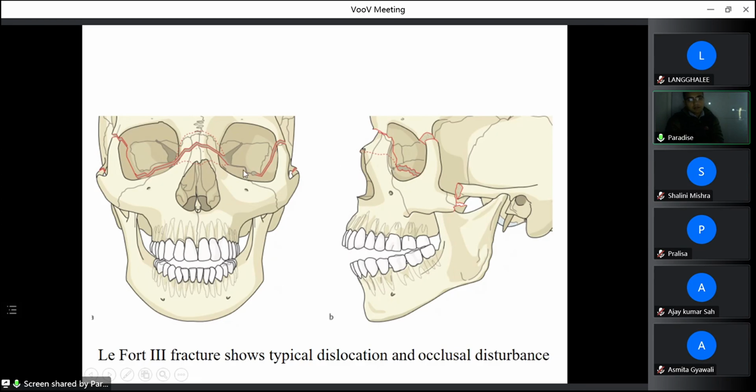The other fracture line goes downward and fractures the posterior wall of the maxillary sinus, and it crosses the pterygomaxillary fissure and fractures the pterygoid plate. The pterygoid plate is present posteriorly, just posterior to the maxillary sinus, and it is fractured at the junction of upper 1/3 and lower 2/3.